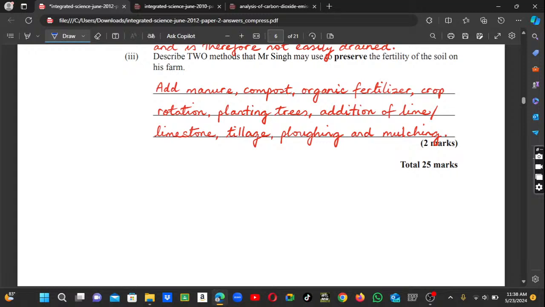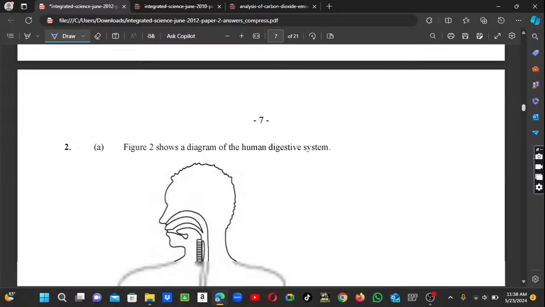So first, guys, we can add manure. When we're adding manure, we are talking about compost, organic fertilizer, crop rotation, planting trees, and addition of lime, like limestone. We can also use tillage on the soil on his farm, and mulching. All of these methods can be used to preserve the fertility. So we can say mulching, plowing, or even adding manure or organic fertilizer. All of these can be used. You just need to describe two methods. Simple.